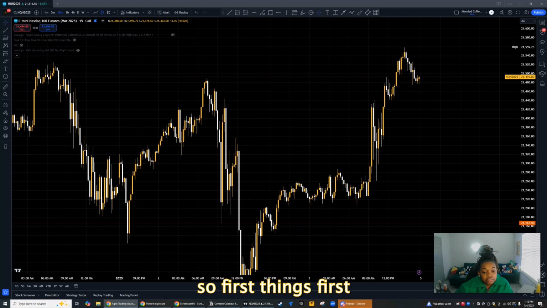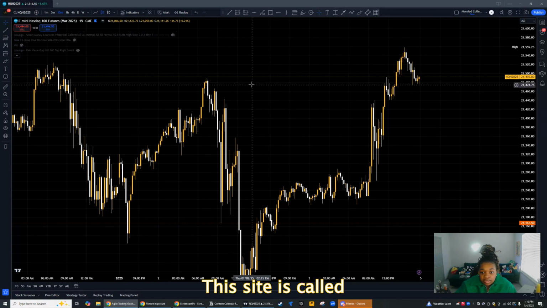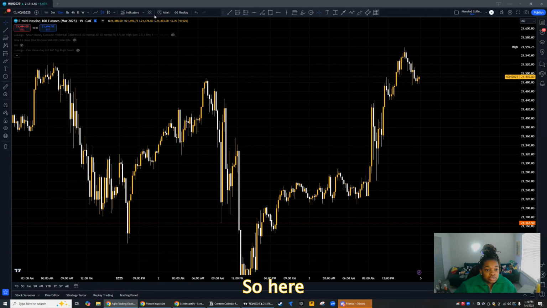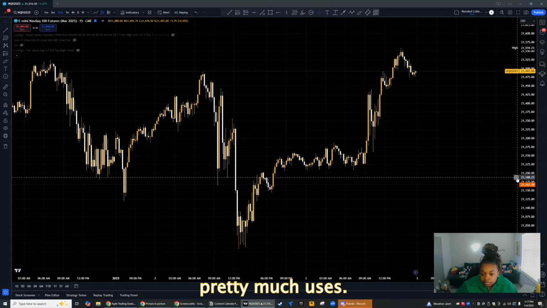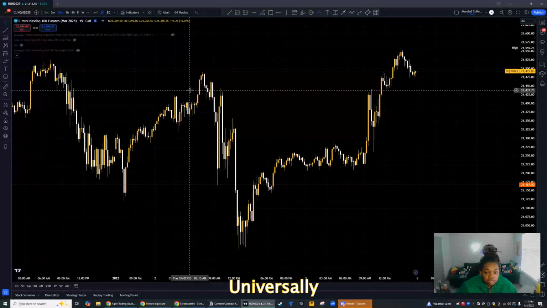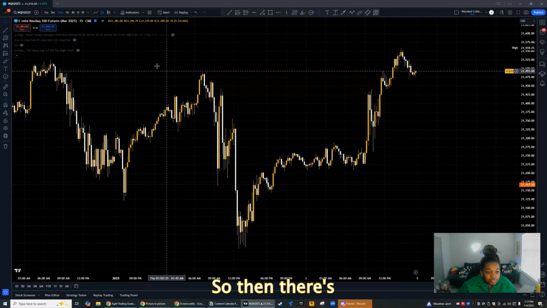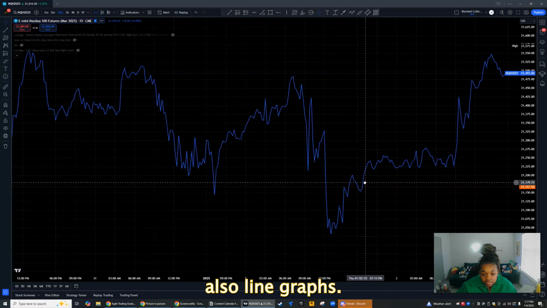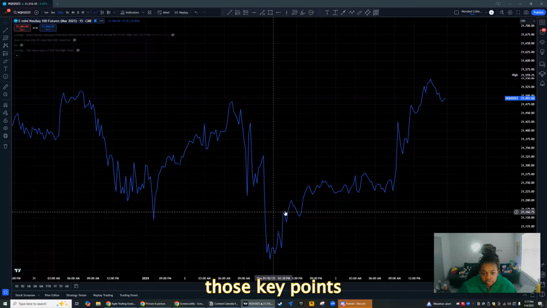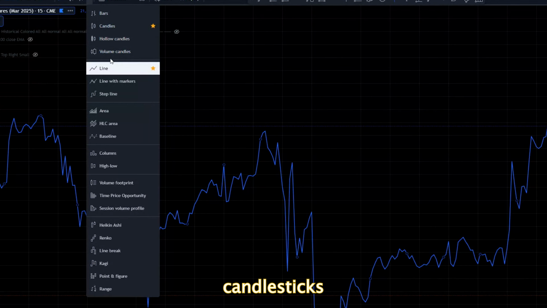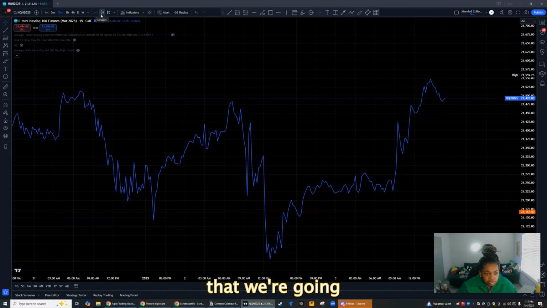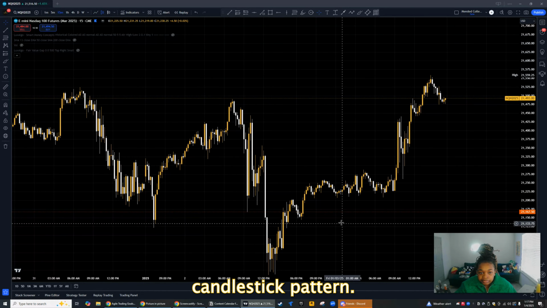Alright, so first things first, we're going to break down the type of charts that you can have on TradingView. This site is called tradingview.com. Right now we have just the regular candlesticks that everybody pretty much uses universally, globally. Then there's also line graphs. A lot of people use this as well if you're trying to get key points and things like that. But there are other types of charts, as you see: volume, hollow, bars. The main thing we're going to focus on today is just the regular candlestick pattern.